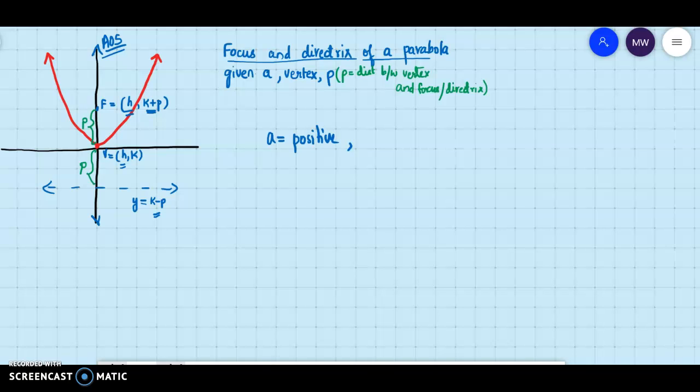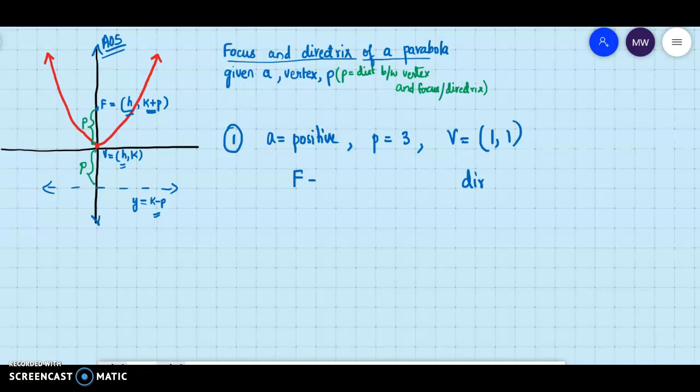Or some positive number. A is positive. I just want to know that my parabola is facing up. And I gave you the distance between the focus and the vertex to be 3. And I gave you the vertex to be 1, 1. Okay? So in this problem, how can we find out the focus and how can we find out the directrix?